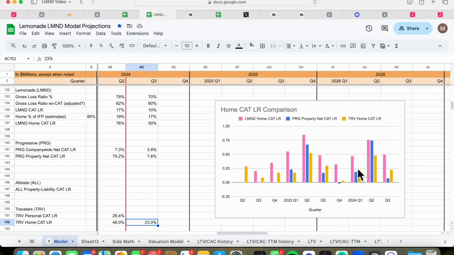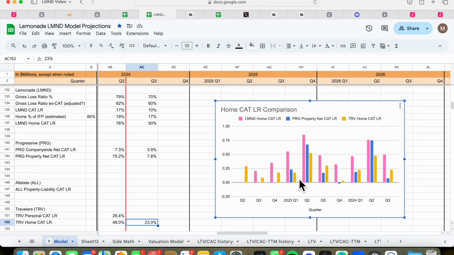And overall, over time, Lemonade should be improving their exposure to cat risks. So if we go back to Q1 of this year, you can see a similar amount for Progressive and Travelers, and we had a 47% home catastrophic loss ratio. So something like that, right?